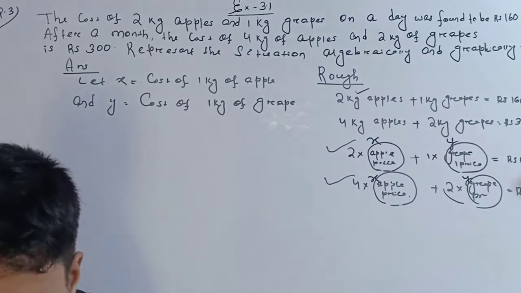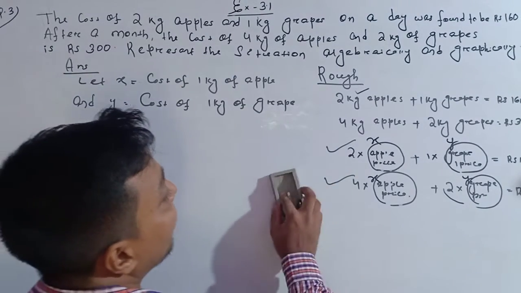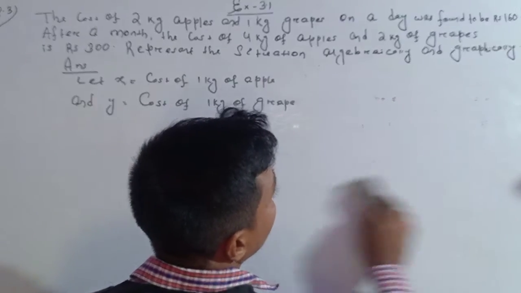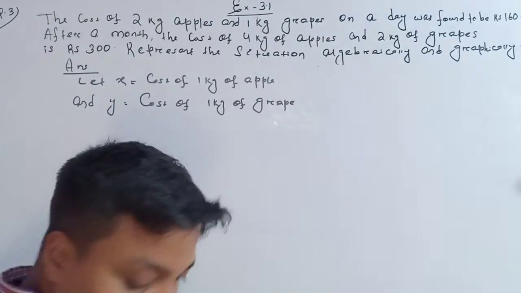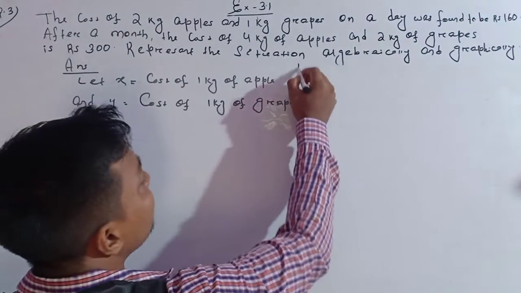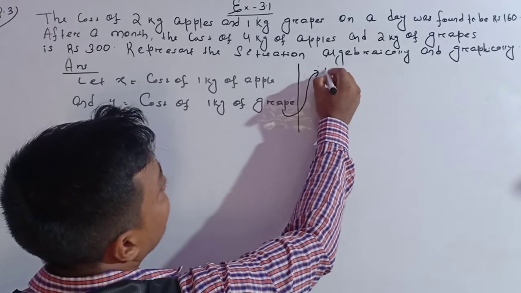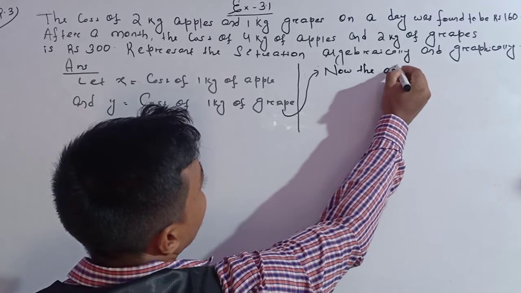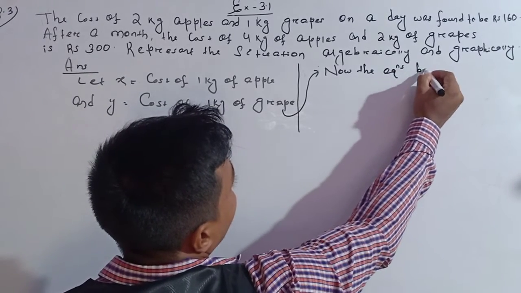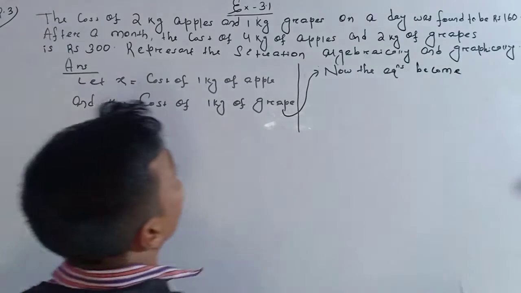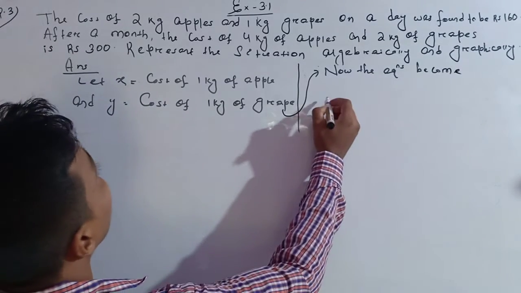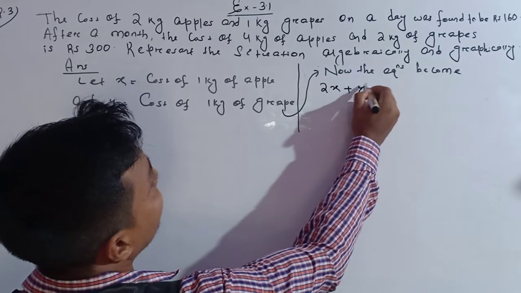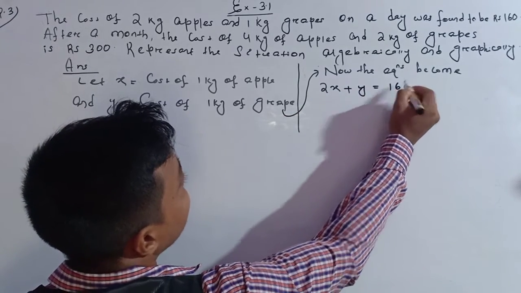So for which I am erasing this, and now I am writing. Now the equation becomes, after this you have to write, now the equations become: the first equation, which we have already formed, is 2x plus y equals 160.